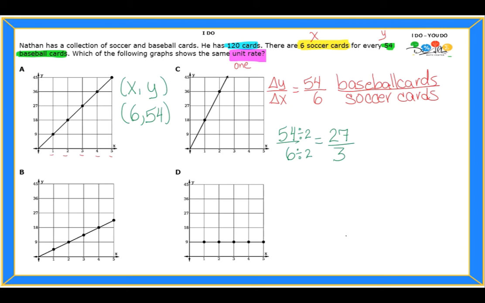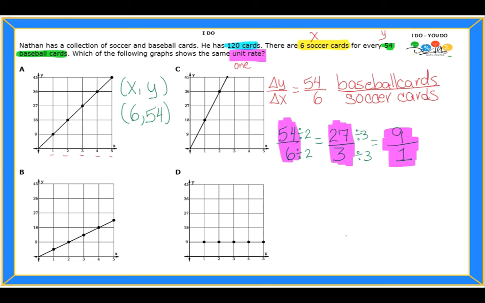So 54 and 27 over 3 are equivalent ratios, okay? Let's see if I can find another one. What number can divide 27 and 3? Well, both of them can be divided by 3. And 27 divided by 3 is 9. And 3 divided by 3 is 1. Okay? So now this is my other comparison.